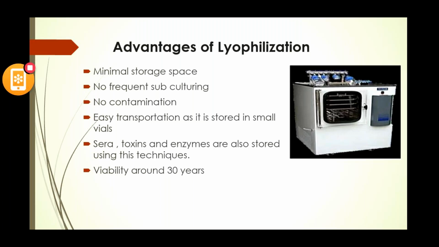That means we can store a large number of microorganisms or large number of specimens in very less space, and there will be no contamination because the vacuum pump is provided. When vacuum is provided, there will be no air present in it, and generally contamination occurs when air is present. As the vacuum is provided, there will be no contamination, and we can easily transport in small vials.